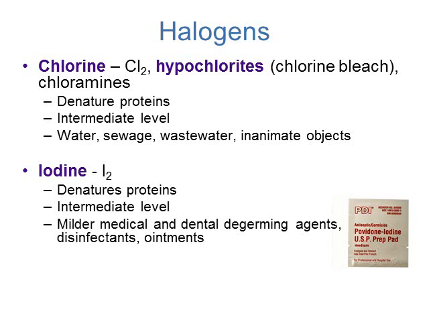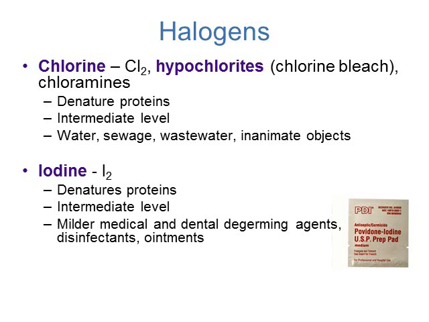So halogens include the chlorine or the hypochlorites, so this includes bleach. The bleach works to denature proteins, so it basically breaks apart proteins and they don't work anymore. It's an intermediate level type of chemical. We use chlorine bleach in water, sewage, wastewater. We use it to clean inanimate objects.